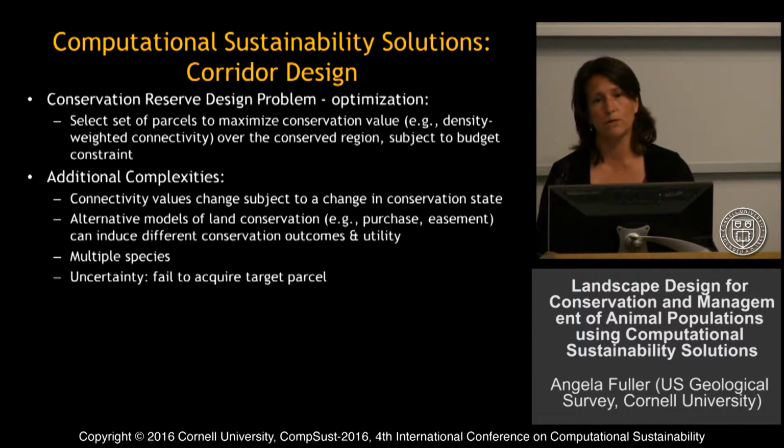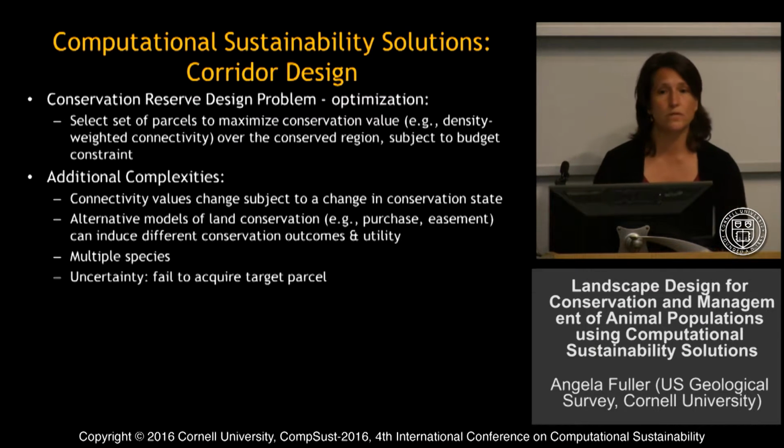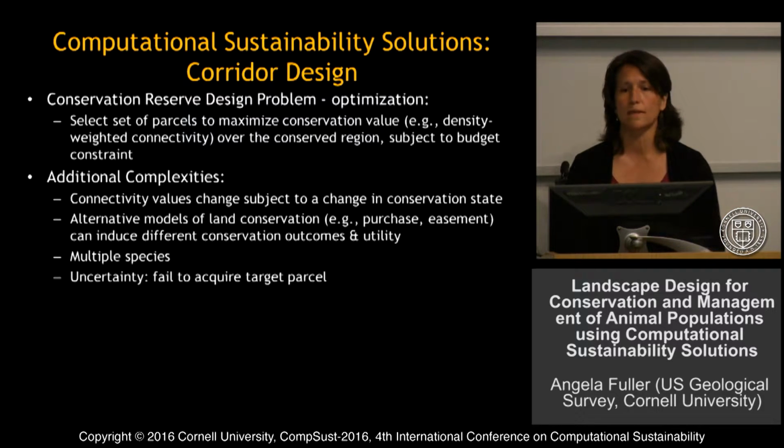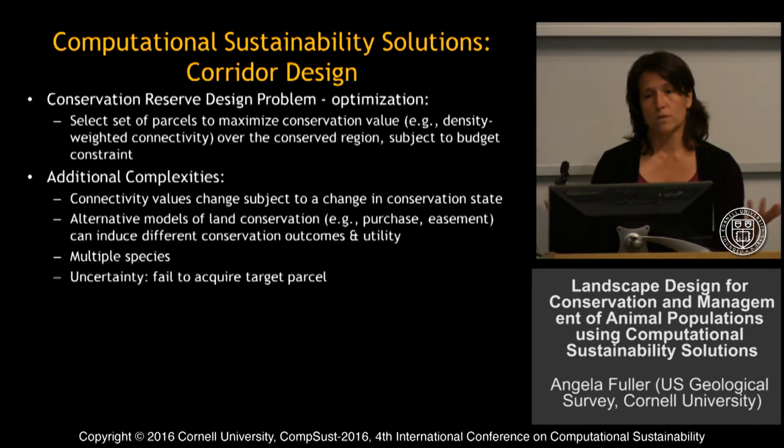And that's exactly what we're doing. For the corridor design problem, basically it's a large conservation reserve design problem, where we have to select a series of parcels across this landscape that are maximizing a conservation value. And we're suggesting using density-weighted connectivity as this metric that we're trying to maximize, of course subject to a budget constraint. So there are additional complexities here as well, such that when we're calculating these connectivity values, they will actually change depending on a change in the conservation state, if we're protecting a particular node or not.